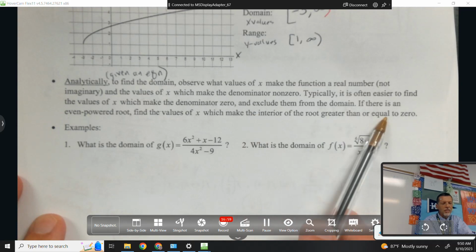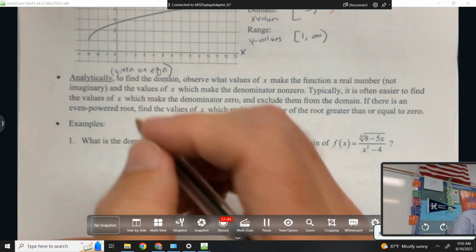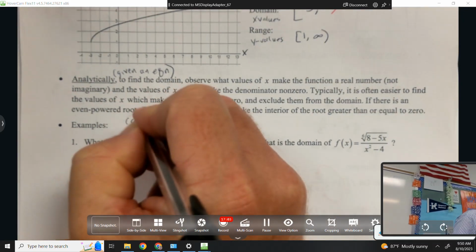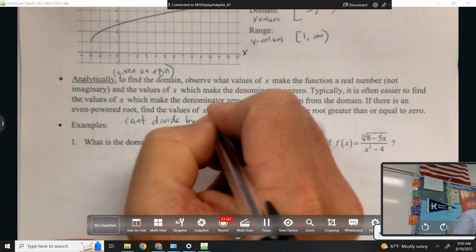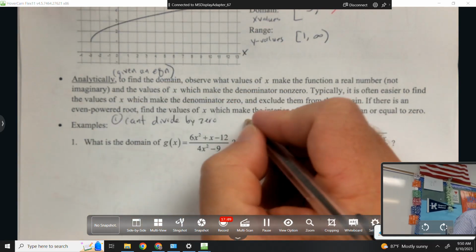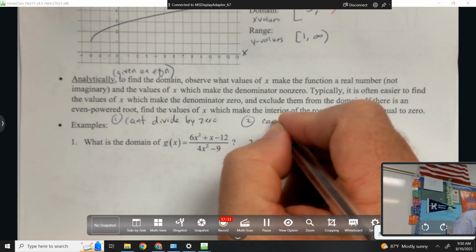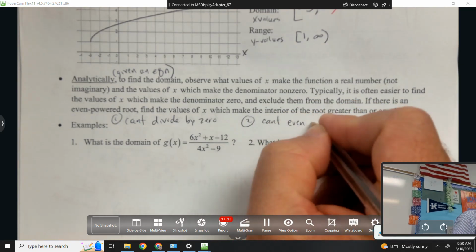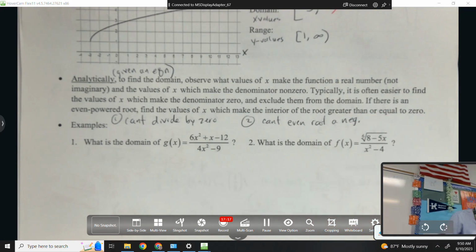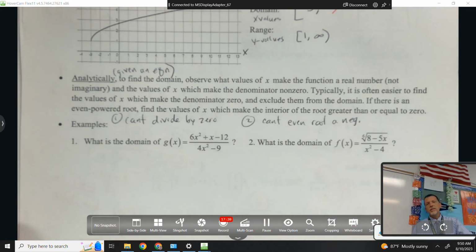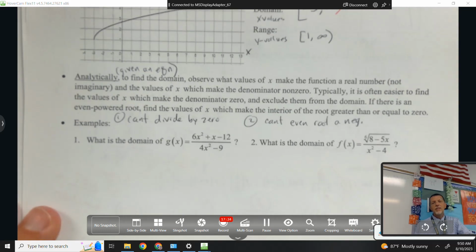You can't divide by 0. Here are your two rules in a nutshell. Can't divide by 0. That's one thing to look for. And then you can't even root a negative number. That's a lot of words to say: don't divide by 0, and you can't even root a negative number.